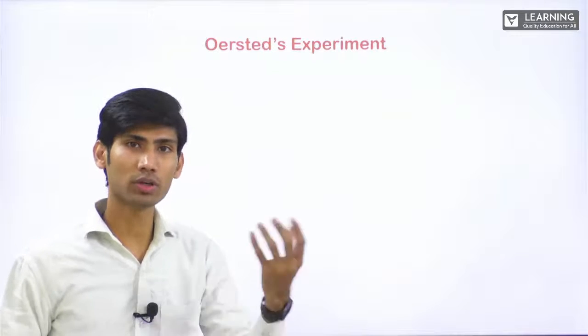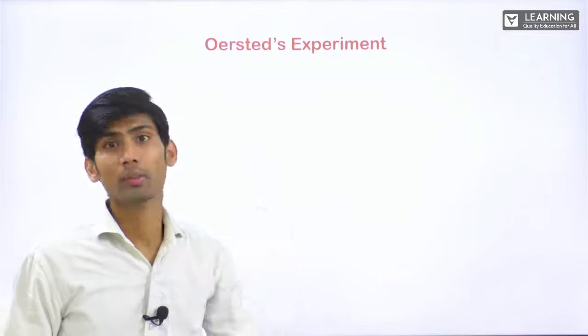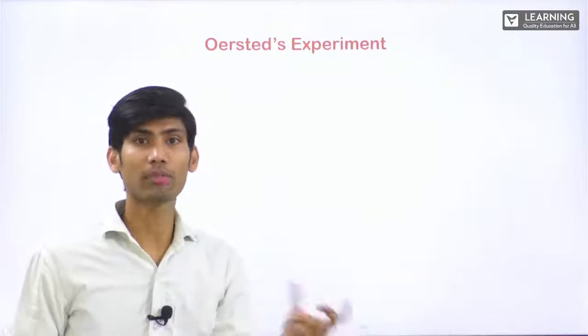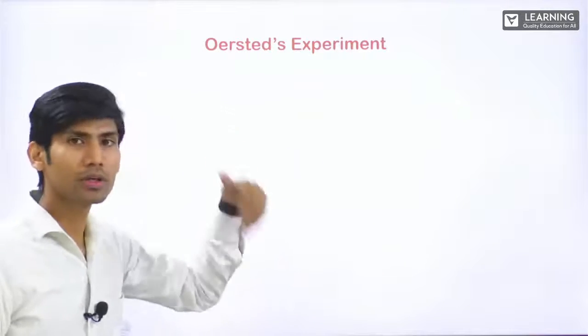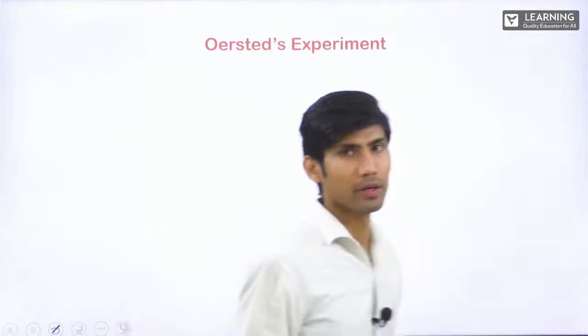Magnetism is something which can only be through a magnet. That's all. Magnetic field can be produced only through a magnet. That's all what people knew. But then this guy came into the picture. What he did? He did an experiment.